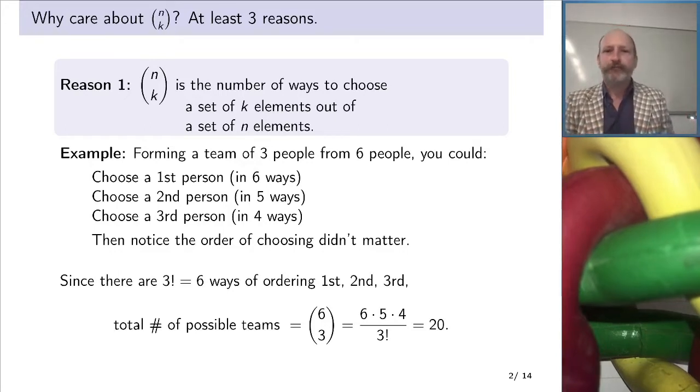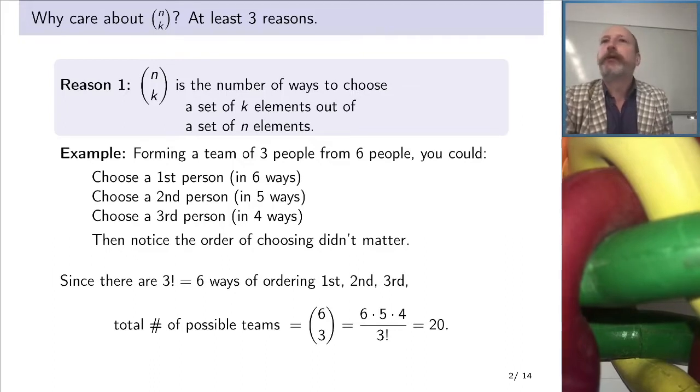So for example, if you want to form a team of three people from a larger group of six people, how do you do this? Well, you choose someone, and there's six people, so there are six choices. And then you choose a second person, and you've already taken one person, so there are five people left. And then the third person, you've taken two people, so there are four people left to choose from. So you get 6 times 5 times 4.